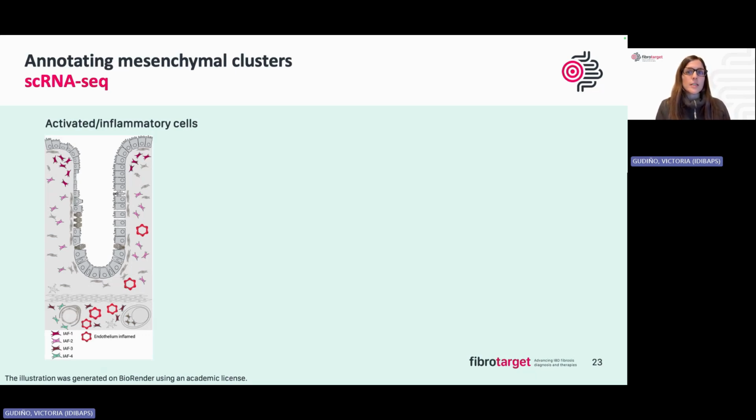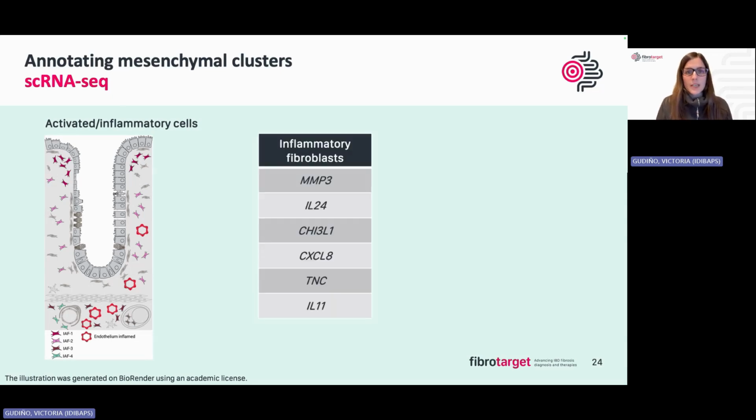In contrast, in inflammation, what we see is a reduction of the number of these homeostatic fibroblasts and then the emergence of new inflammatory cells. There are mainly two types of cells that emerge in inflammation. There are the inflammatory fibroblasts that express a battery of inflammatory genes such as MMP1 and MMP3, interleukin 24 or 11, CHI3L1 or tenascin.